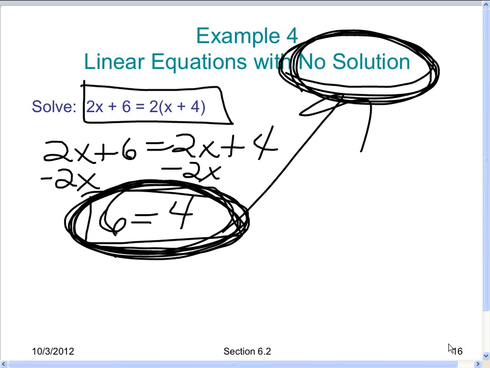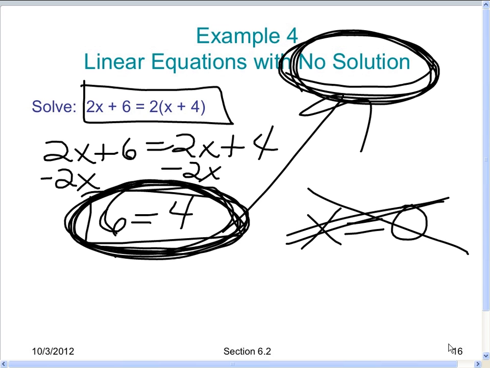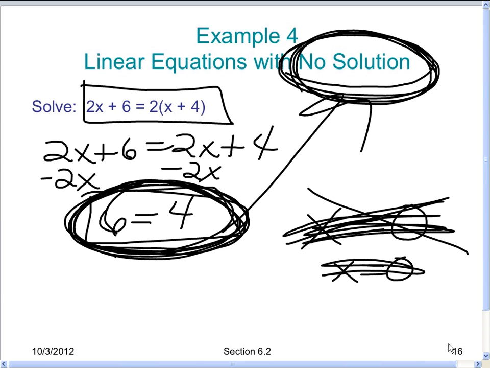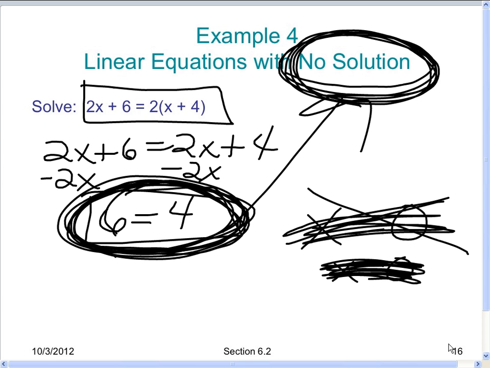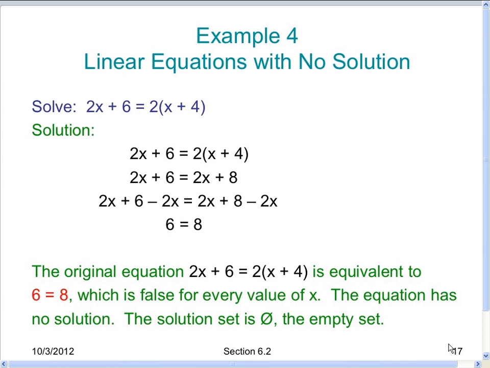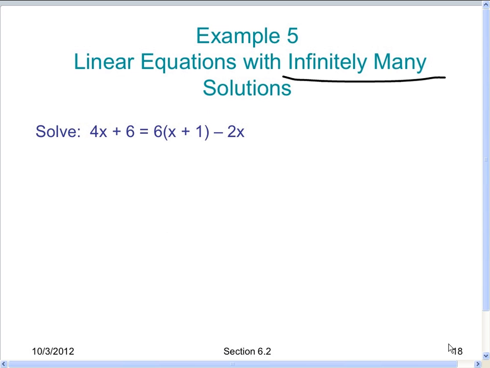And by the way, if you get something like x equals 0, this is not a no solution question. X equals 0 is a solution. 0 is a number. This is not a no solution type of problem. When the x's actually cancel out and there's no more x's in the problem, that's when you're going to say either no solution or infinitely many solutions.